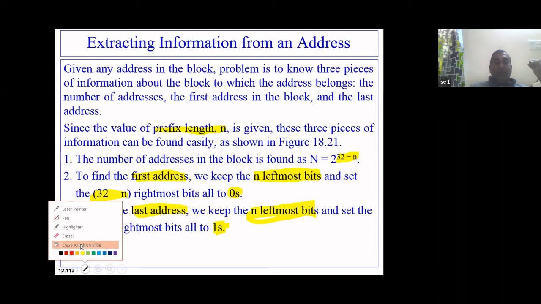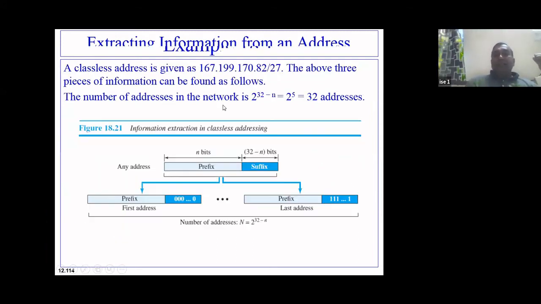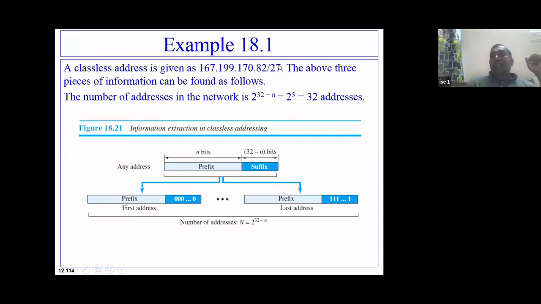So here is the scenario. How many bits are there? Now I am taking the leftmost 27 bits. The slash notation tells us how many of the leftmost bits there are: 27 bits. So the leftmost part is 27. The rightmost part I will have is 2 to the power 32 minus 27.